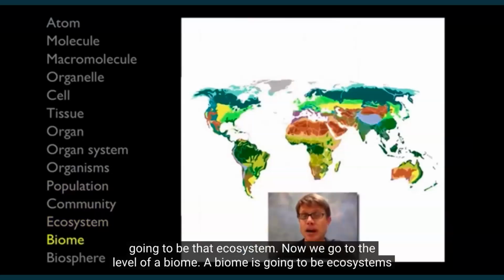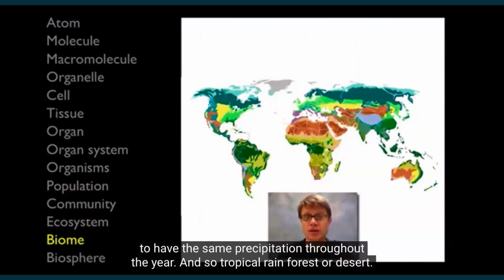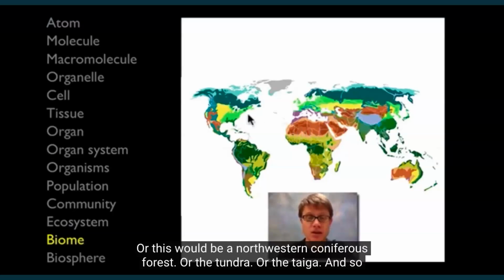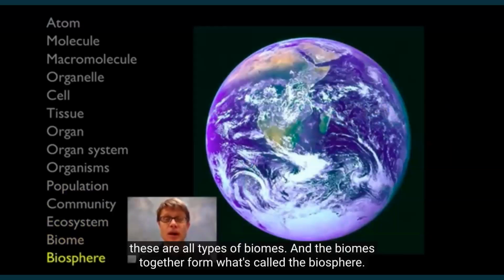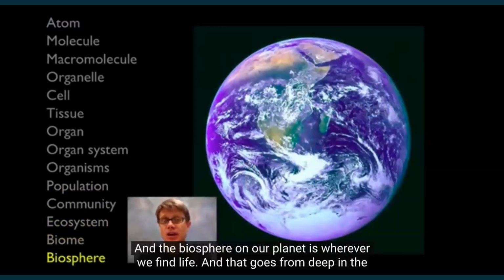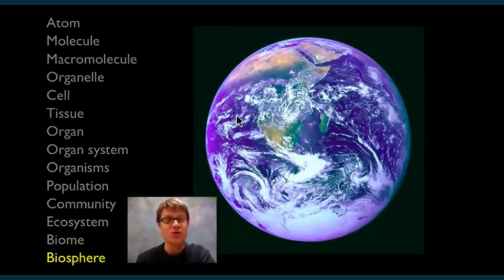Now we go to the level of a biome. A biome is going to be ecosystems that have similar climates. So they're going to have the same temperature and they're going to have the same precipitation throughout the year. And so tropical rainforest or desert, or this would be a northwestern coniferous forest, or the tundra or the taiga. And so these are all types of biomes, and the biomes together form what's called the biosphere. And the biosphere on our planet is wherever we find life. And that goes from deep in the ocean to high in the atmosphere. And that is the hierarchy of life. So I hope that's helpful.